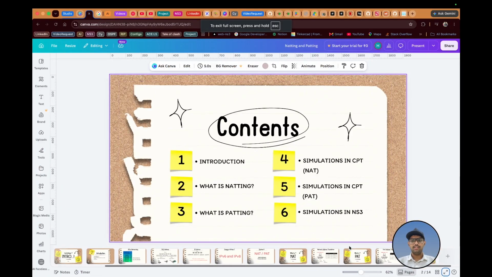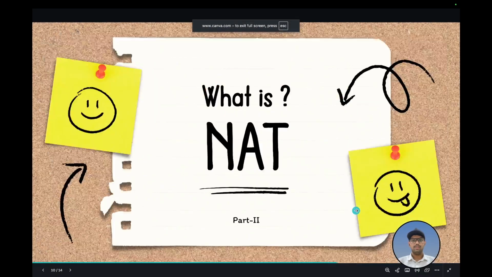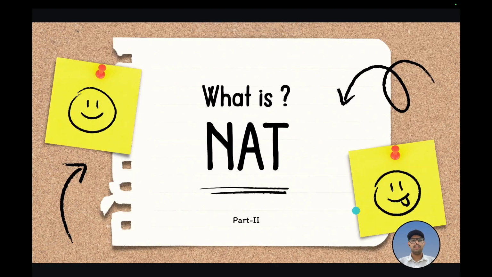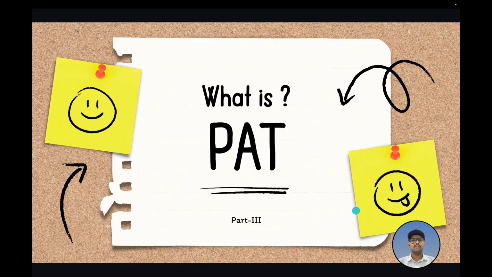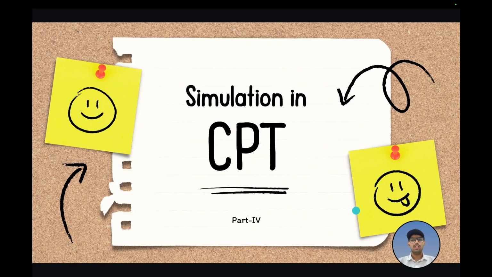If we briefly go through it, we have seen the concept of public IP address and private IP address, and what is NAT. NAT is basically translation of IP address, and PAT is basically translation of the pair of the IP address and the port number. Now in today's video we are going to see the simulation in CPT. So without wasting much time, let's get started.